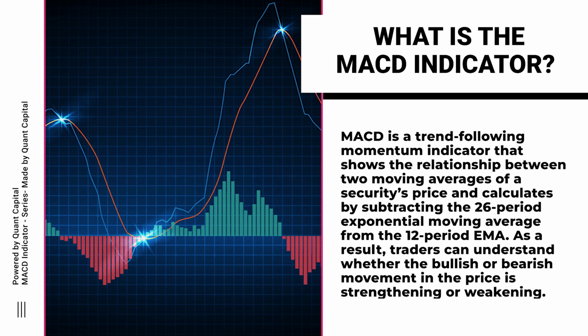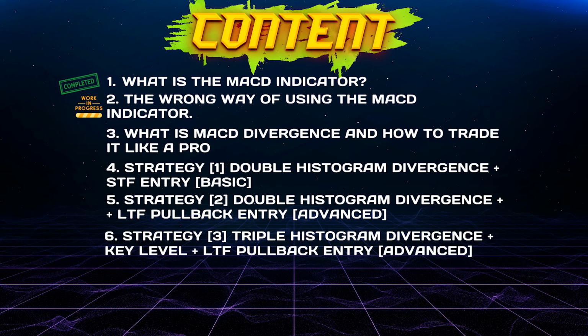MACD is a trend-following momentum indicator that shows the relationship between two moving averages of a security's price and is calculated by subtracting the 26-period exponential moving average from the 12-period EMA. As a result, traders can understand whether the bullish or bearish movement in the price is strengthening or weakening. MACD is one of the most commonly used trading indicators among traders.